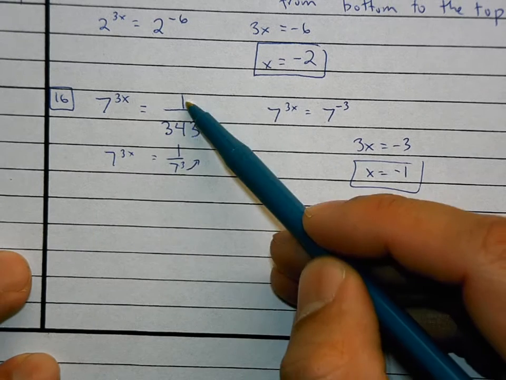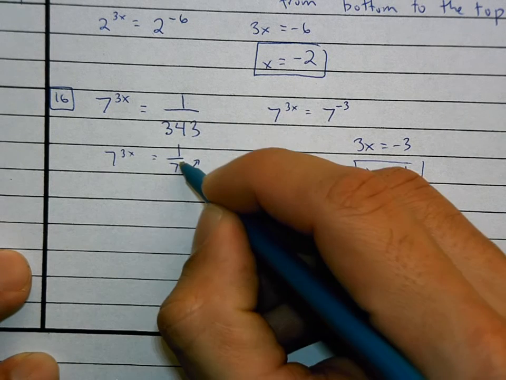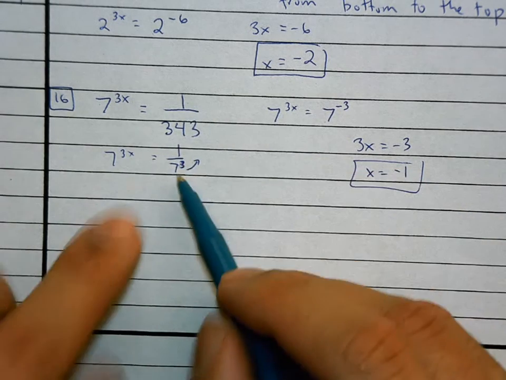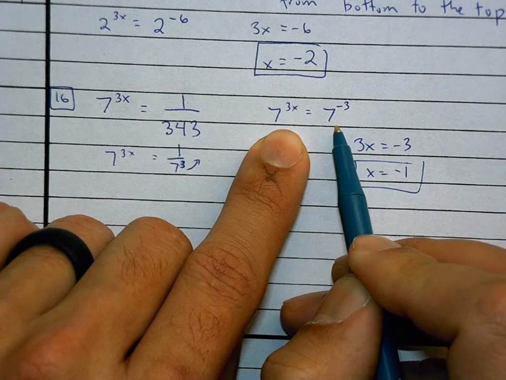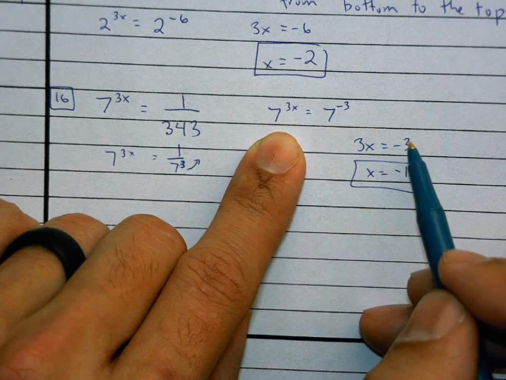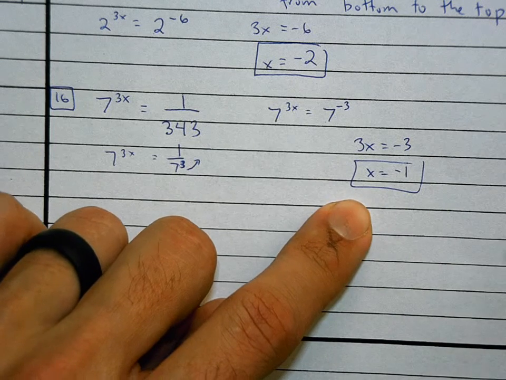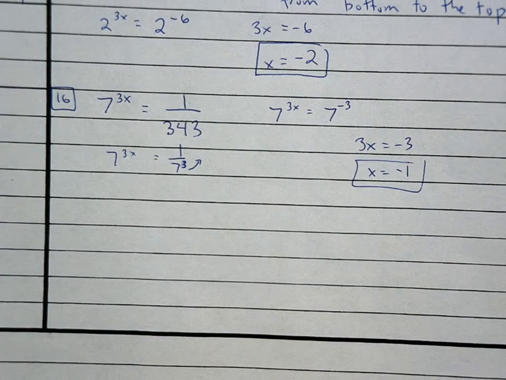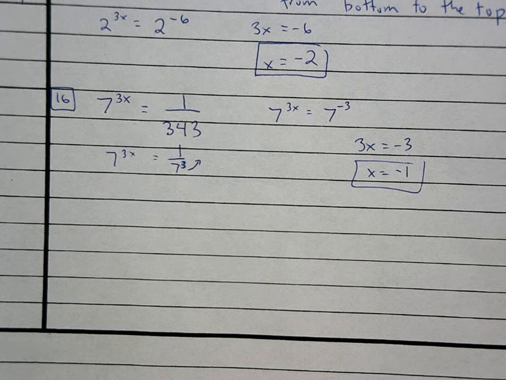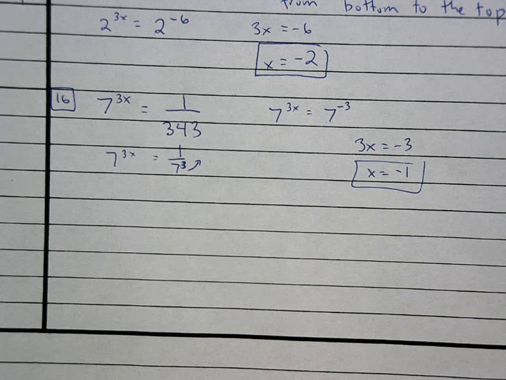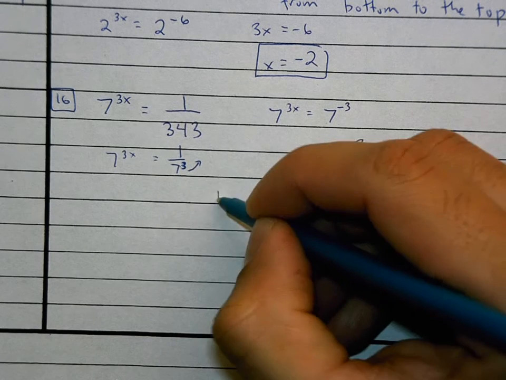And it's 1 over 7 to the third power. We can move that up. And then we can figure out that these two exponents need to be the same. And that x should equal negative 1. We'll end our notes right there for part 1.